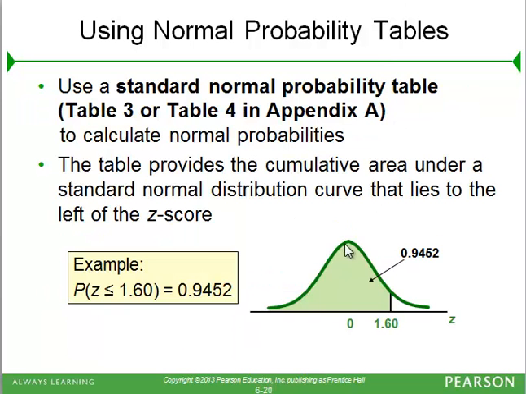This value shows the probability that the values fall into the range. You can see here that the 0.9452 we got refers to this whole area. So now we found out the probability is 94.5% that the value is going to fall into this range.